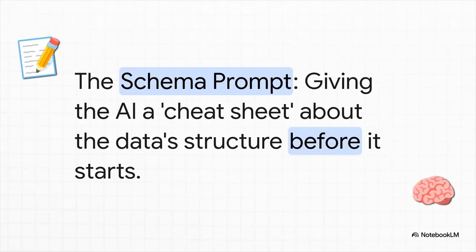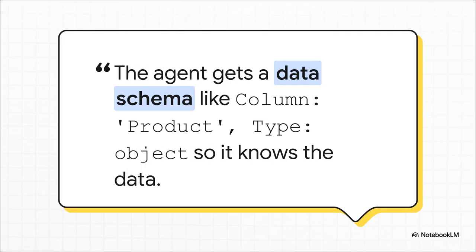All right, the first secret is something called a schema prompt. Honestly, the easiest way to think about this is that we're giving the AI a cheat sheet before the test begins. So before the agent even sees your question, it gets a look at this. This is the schema, a map of your data. It says, hey, there's a column called product, another called sales price, and here's what kind of data is in them. Without this cheat sheet, the AI would just be guessing at column names. This is what makes it smart about your specific data.